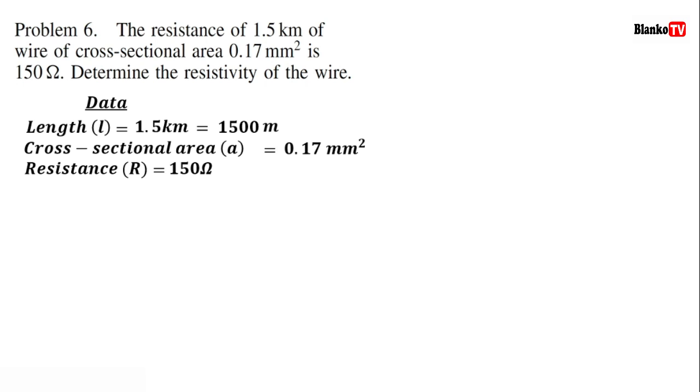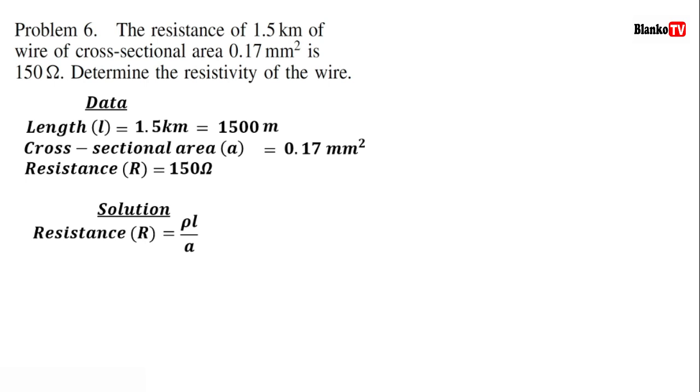So our solution: we know that resistance R is equal to rho L over A, where rho is the resistivity, L is the length, and A is the cross-sectional area. Resistance equals rho, the resistivity, multiplying the length over the cross-sectional area. The question says we should determine the resistivity of the wire. That means we have to find rho. What we do is we make rho the subject.